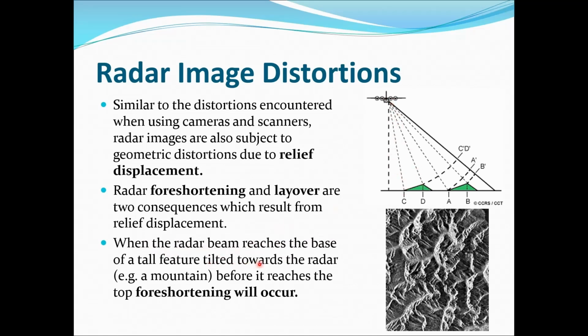What I am talking about here is when the beam reaches the base of a feature tilted towards the beam, e.g. a mountain, before it reaches the top, foreshortening will occur. What is foreshortening? The front side of the mountain appears to be short. I'll give an example. If you look at these images, try to look at them critically. Let me zoom in and see.